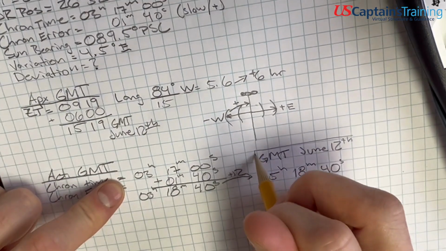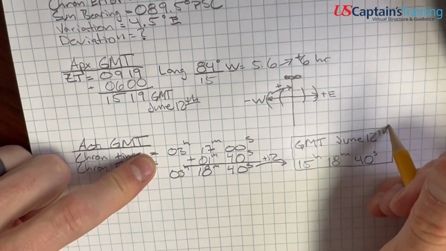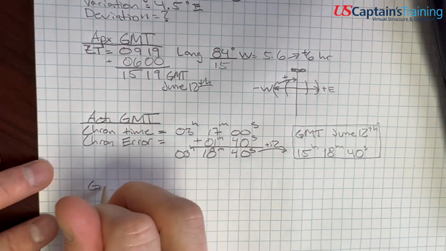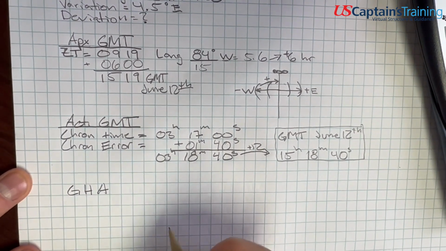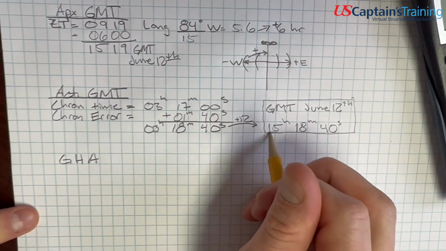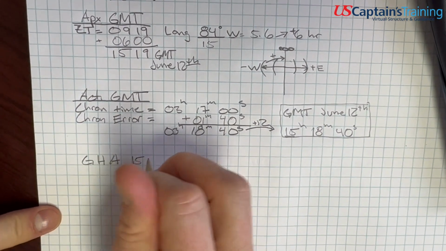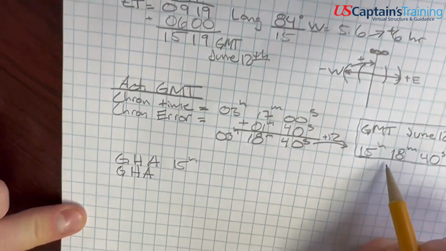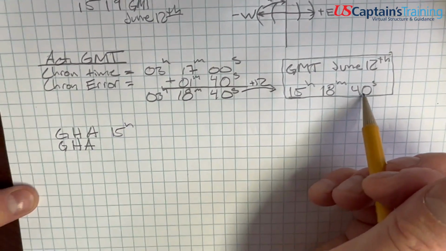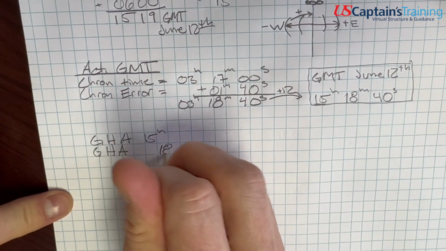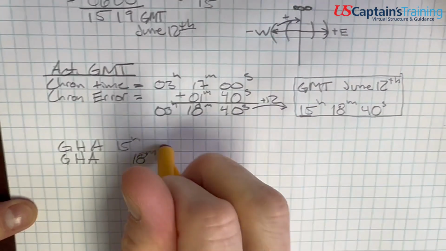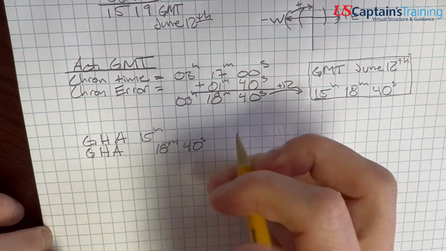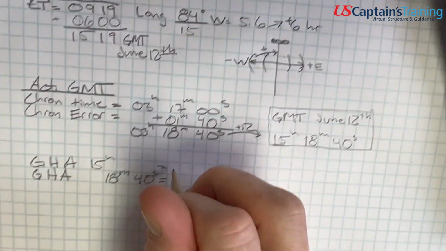Good. GMT June 12th. Now that we have GMT, we can get the GHA, or the Greenwich hour angle of the sun. To start, we get GHA for 15 hours, and then we go to the increments table and get GHA for the increments, which are 18 minutes 40 seconds. We'll get what those equal, and we'll add them up.